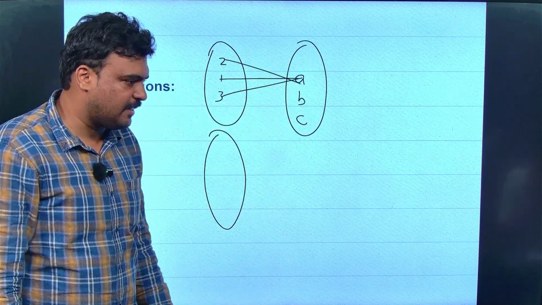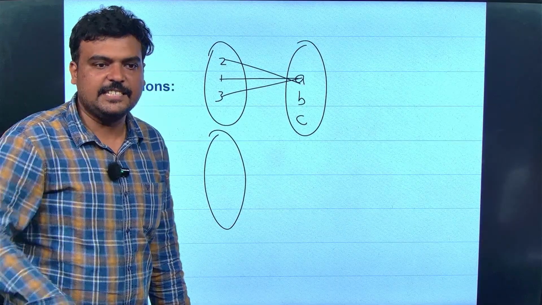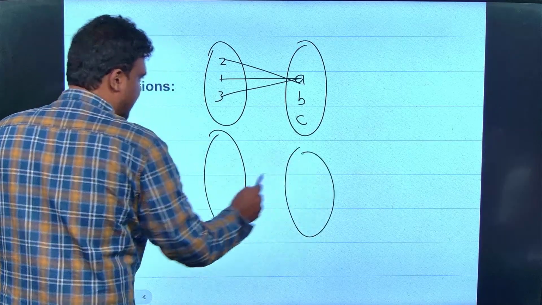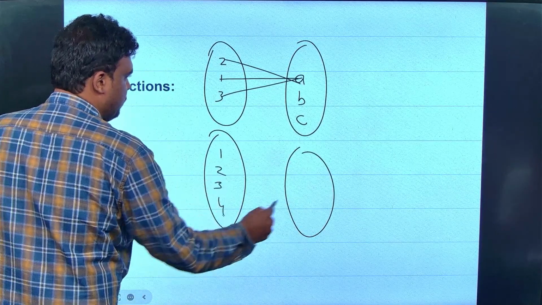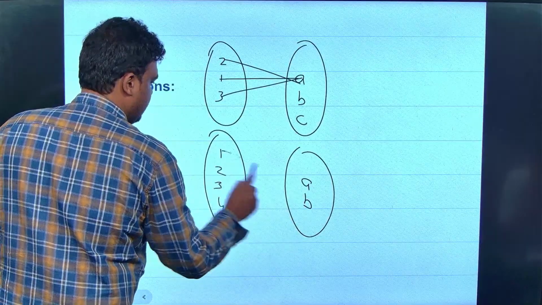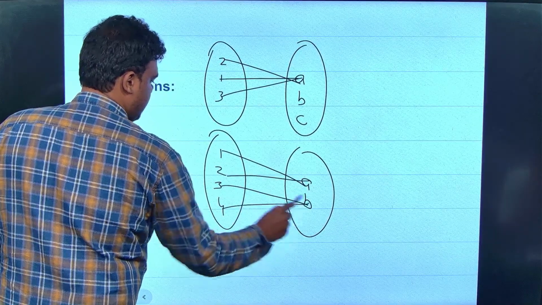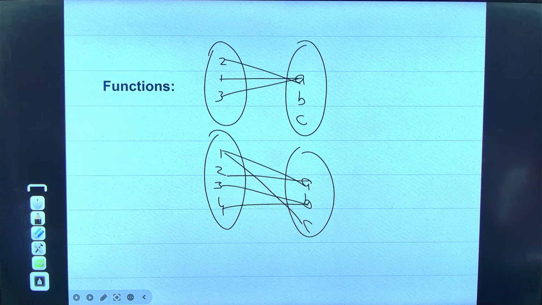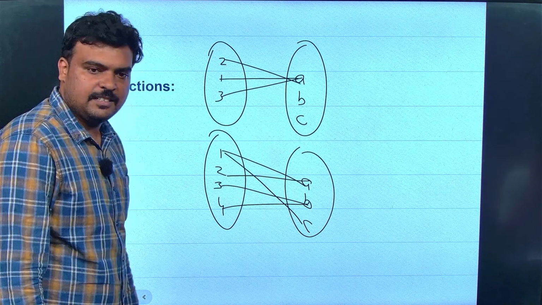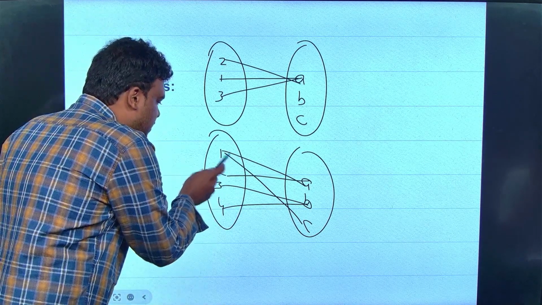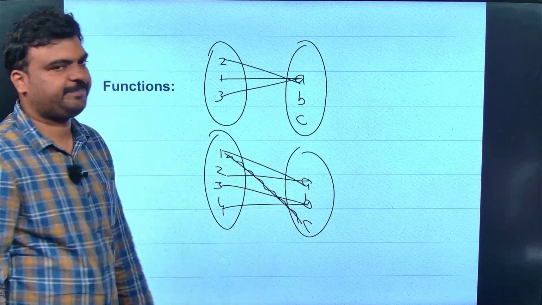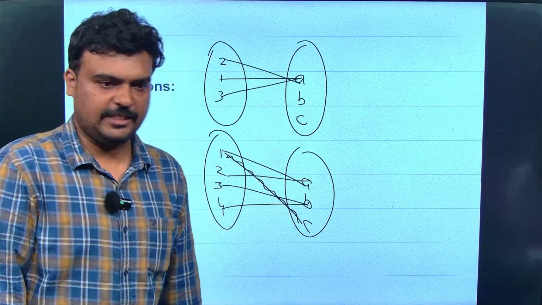Is it possible or not? Whether it's a function or not? Yes, it's a function. புரிஞ்சா? Okay, I'll draw one more. Can you say whether it's a function or not? 1, 2, 3, 4. A, B. Not a function? Why? எனக்கு இந்த 1 வந்து 2 இடத்துக்கு போயிடுச்சு. So it's not a function.